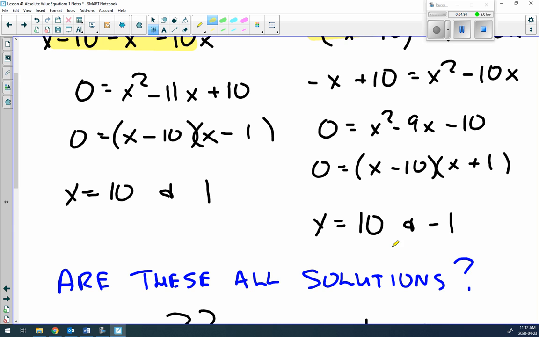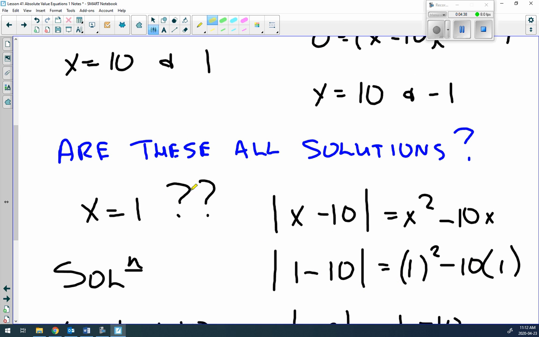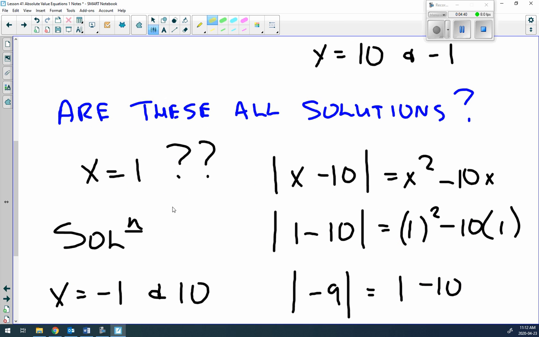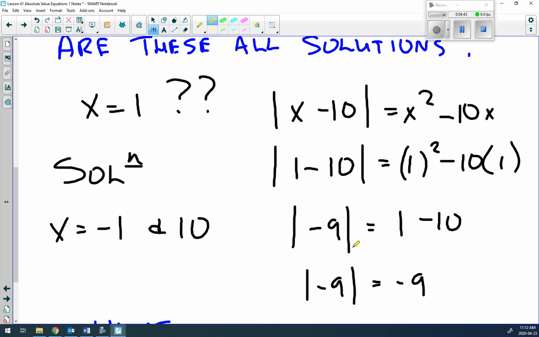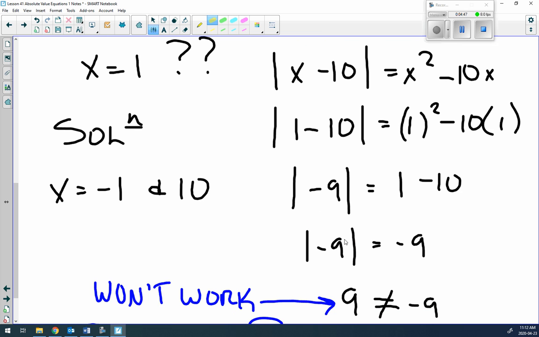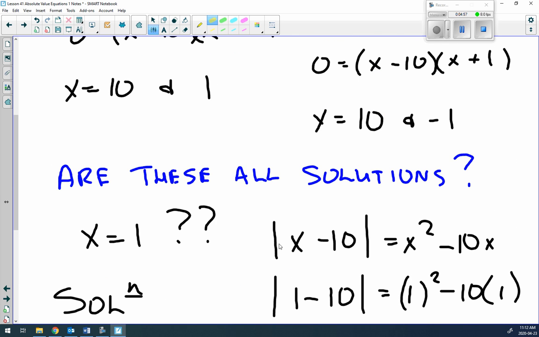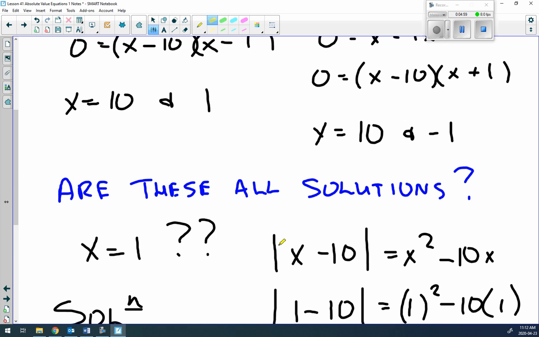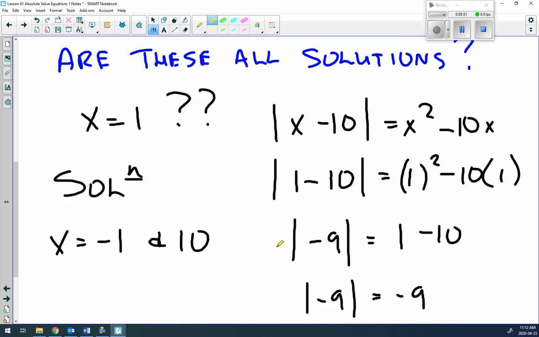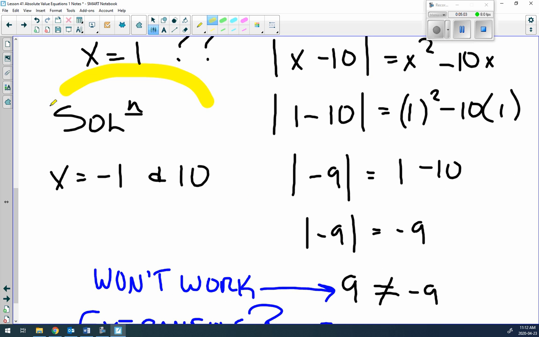So are these all solutions? Let's check. Let's do x equals 1. So we plug in x equals 1. You see that the absolute value of negative 9 equals negative 9. Absolute value of negative 9 is 9 equals negative 9. That's not true, so that's an extraneous root. So that positive 1 was an extraneous root. So we can check with the 10 and we can check with the negative 1 and we find out those both work. So then our solutions right here, we have x equals negative 1 and 10.